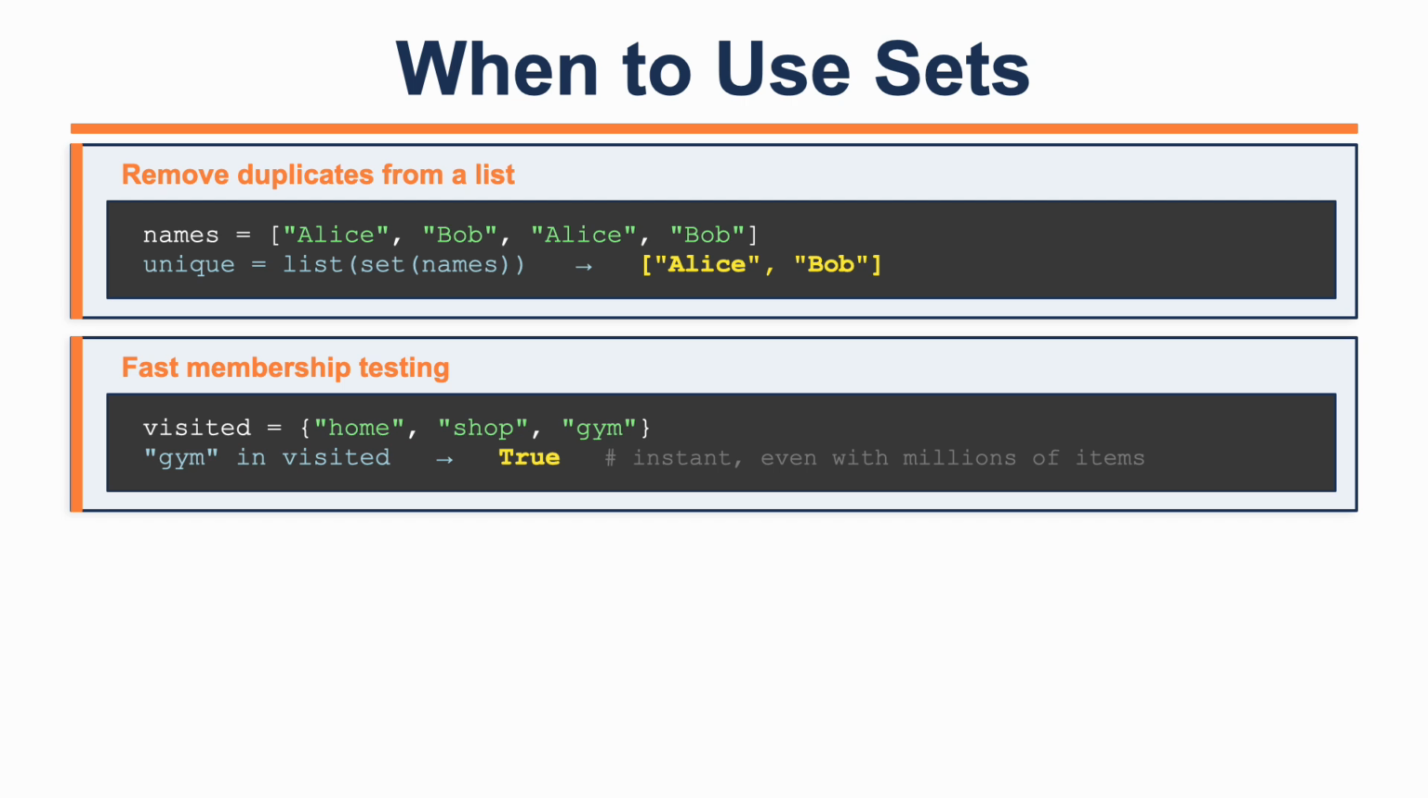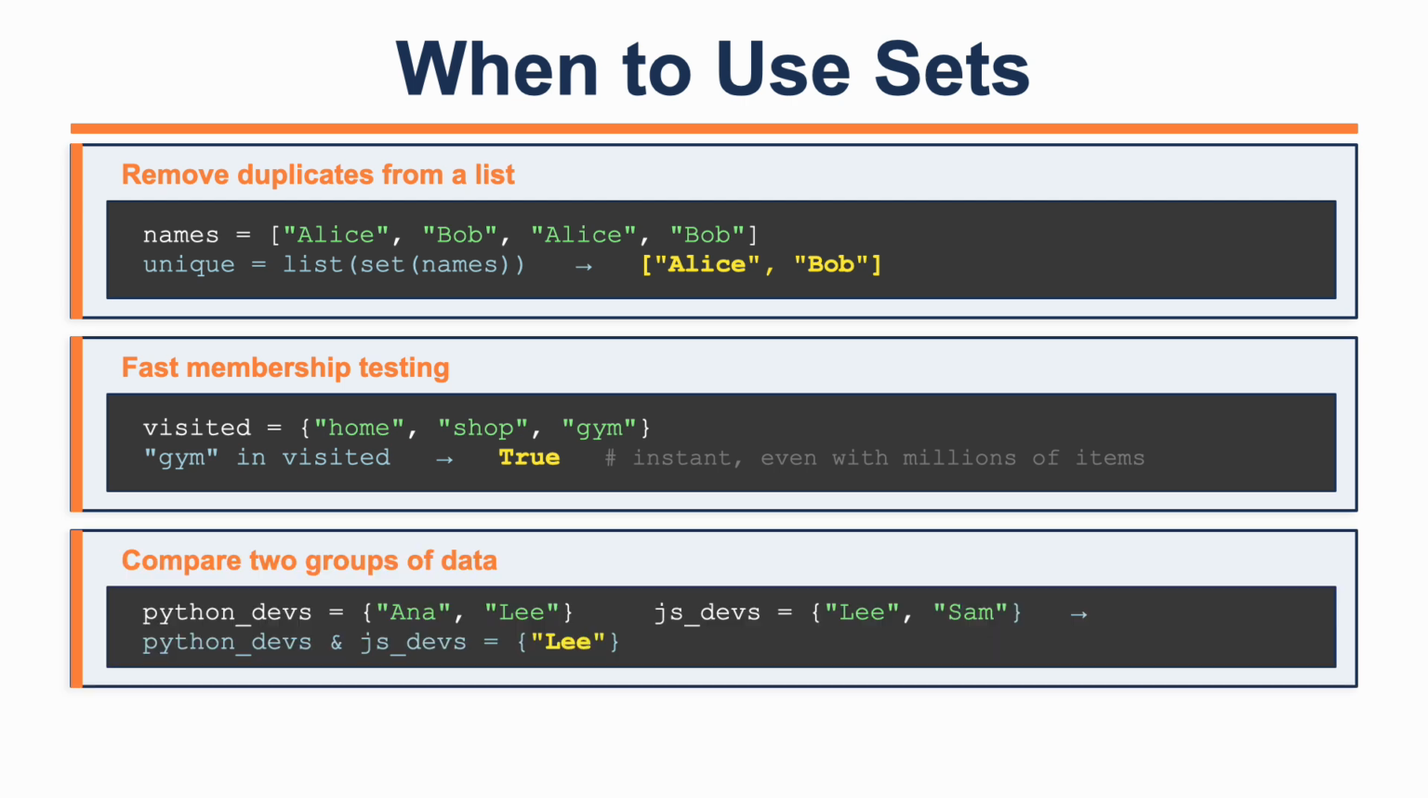The second is fast membership testing. If you need to check whether an item exists in a collection, sets are the fastest option in Python. Checking whether Jim is in a set of visited places returns true instantly, even if the set has millions of items. A list would have to scan one by one.